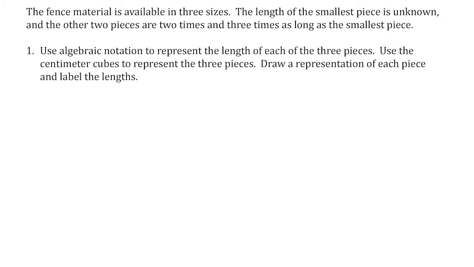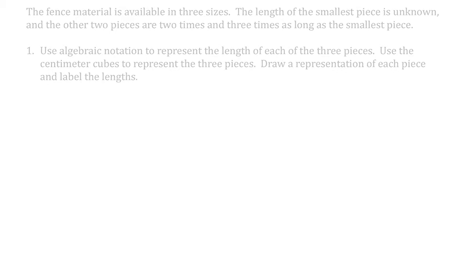Use an algebraic notation to represent the length of each of the 3 pieces. Use centimeter cubes to represent the 3 pieces. Then draw a representation of each piece and label the lengths. The problem states that the smallest piece is unknown. Let's label this X. The other pieces are 2 times and 3 times as long as the smallest piece. This will be represented by 2 times X and 3 times X. Using centimeter cubes, the X will be represented by 1 cube. The 2X is represented by 2 cubes, and the 3X is represented by 3 cubes.